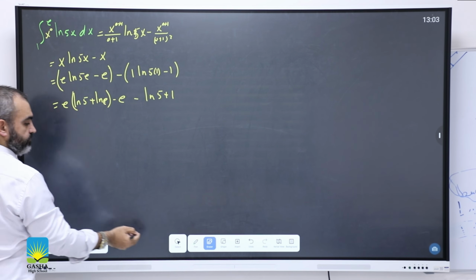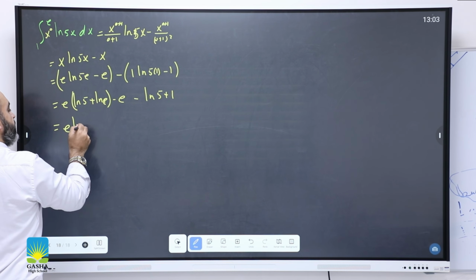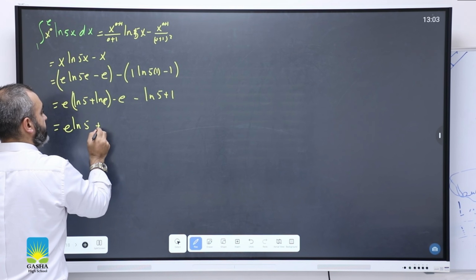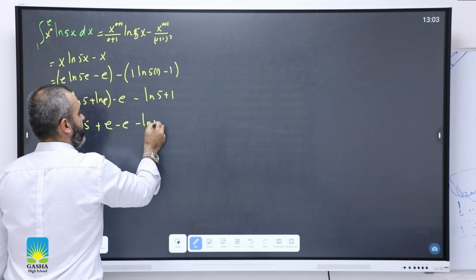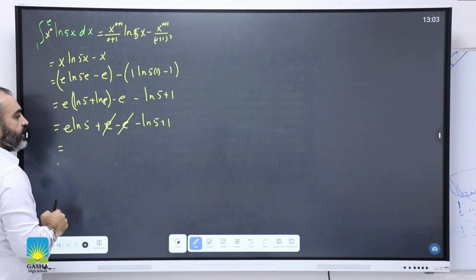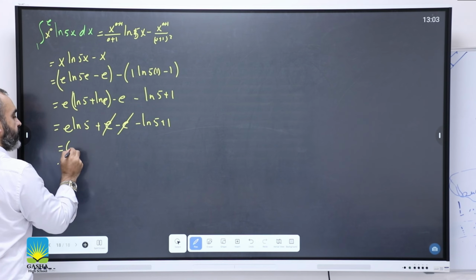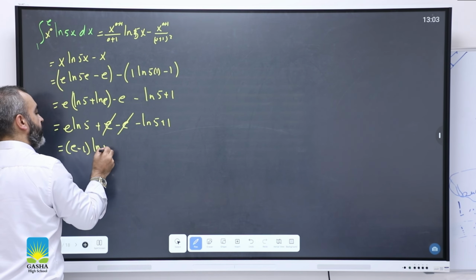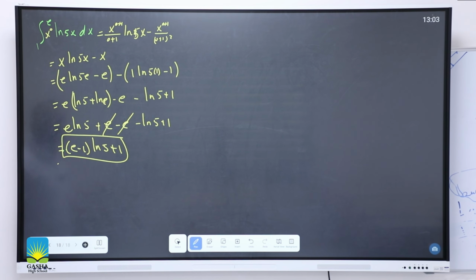Equal to e ln 5 plus e minus ln 5 plus 1. So e cancelled, and e ln 5 minus ln 5 becomes (e minus 1) ln 5 plus 1. So the result of this integral is (e minus 1) ln 5 plus 1.